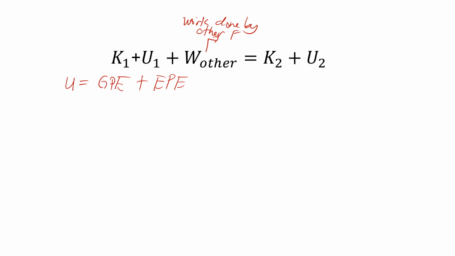Okay, so take note that in this formula, U here is actually the sum of the gravitational potential energy and the elastic potential energy, and the work others term here is the work done by other forces. So that will be equal to K2 plus U2.